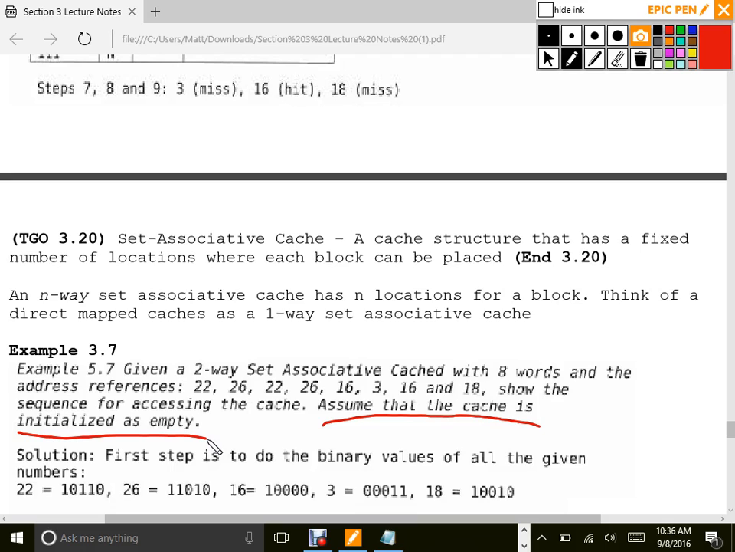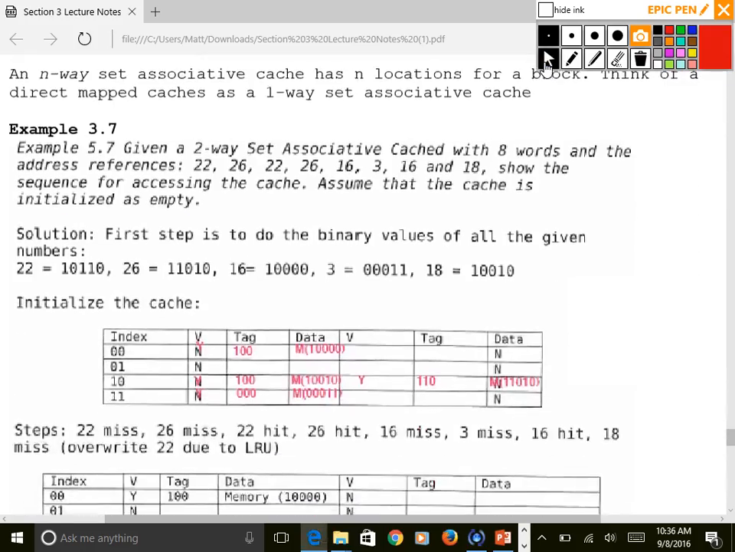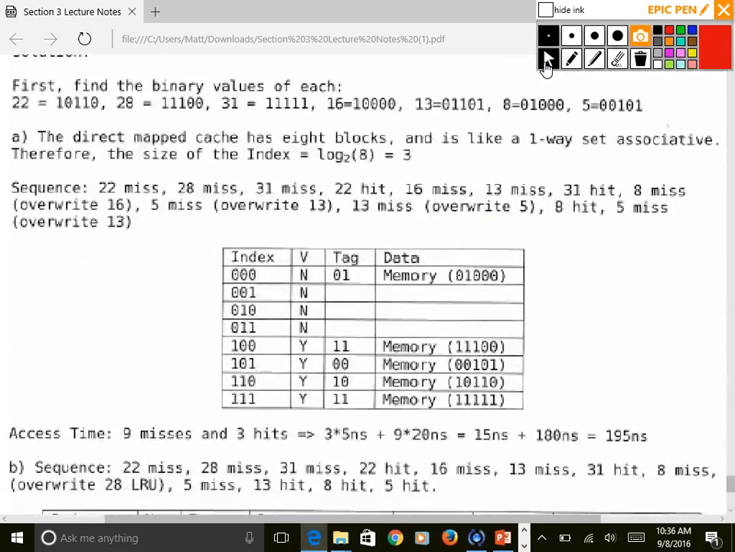That's important for determining the access time, because your initial miss means that you have to go to the next level, right? So you're getting it from the next level and bringing it back. So it's a cache miss. So 22 and 28 are misses. 31 is a miss. So we know 22 and 28. 110, 101. 111 is a miss, so it's going to be in 111. 22 is a hit because it's already in there, right? 16 is a miss. 16 is in 000. 13 is a miss because it's in 101.